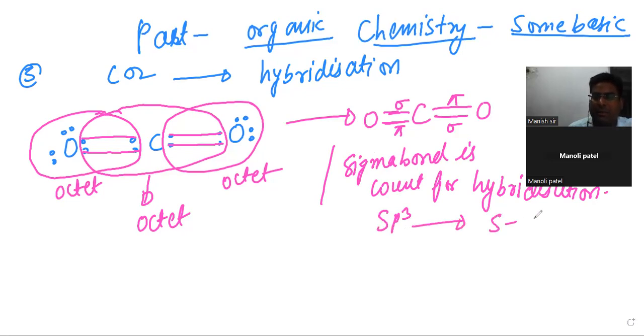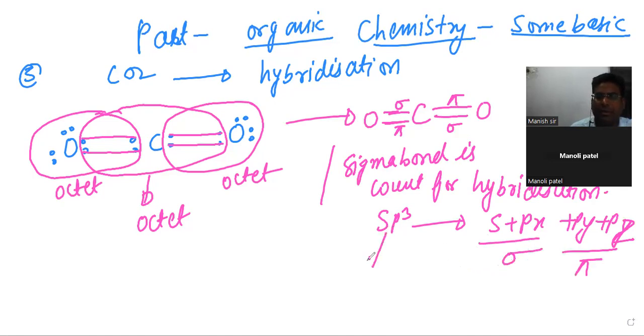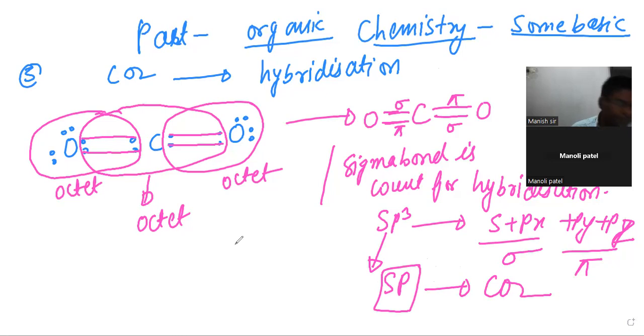So s, px, py, pz is there, right? This is Z. So this will form the pi bond and this will form the sigma bond, right? So the hybridization for carbon in CO2 will be sp only. So this is the hybridization for CO2. In the similar manner, we have to find it in the options, right?